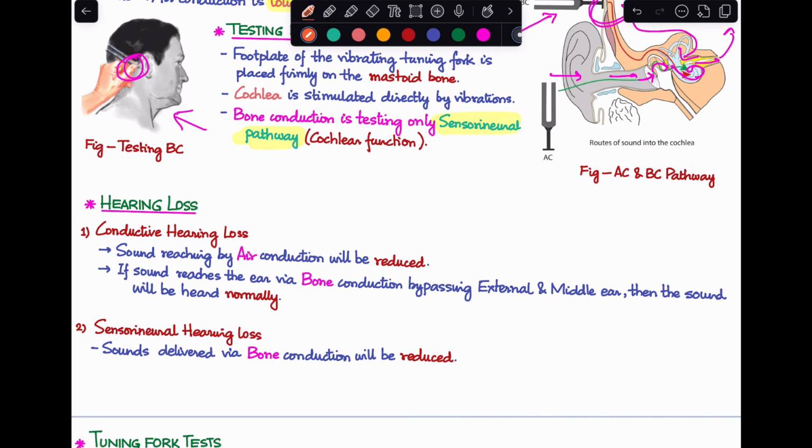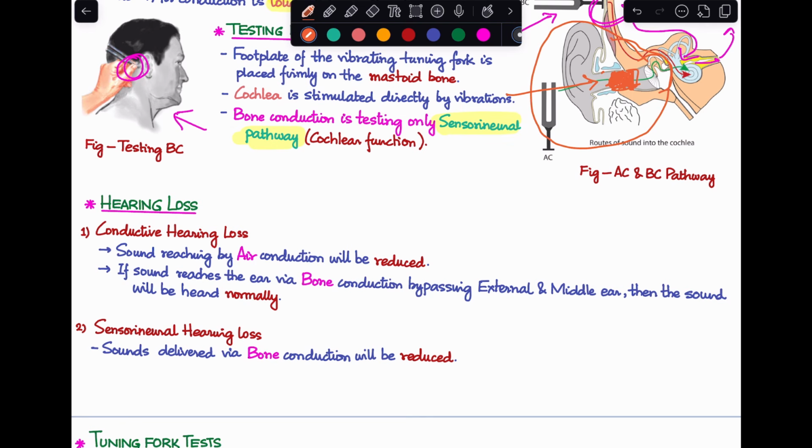Let's look at our image above over here. So this is our conductive pathway, right? Any blockage in any of these areas will result in a conductive hearing loss. Say, for example, we have wax in the external auditory canal. Now, what will happen? The air conduction sound that was supposed to enter from here will reduce because of a blockage in its path.